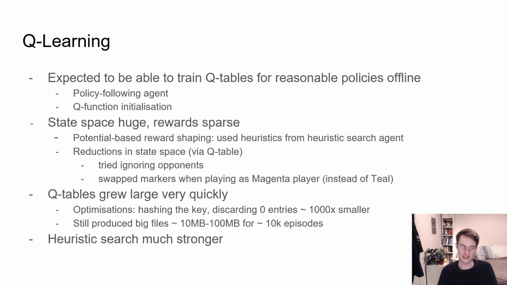And we also tried a number of reductions to the state space. So one option was ignoring the opponent markers. We also swapped markers when playing as the alternate player so that you didn't have to train each player separately. It was an issue that Q tables grew large extremely quickly. So we had a number of optimizations, hashing the key, discarding entries that were zero, which led to significant savings, but was still getting us big files, so sort of 10 to 100 megabytes for 10,000 episodes. And after all of this exploration, we still found heuristic search to be much stronger.